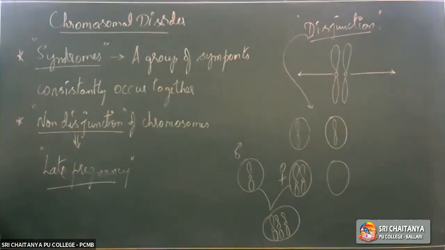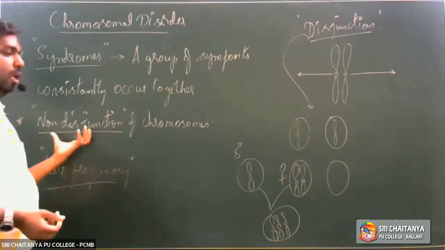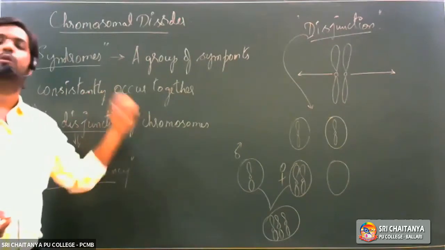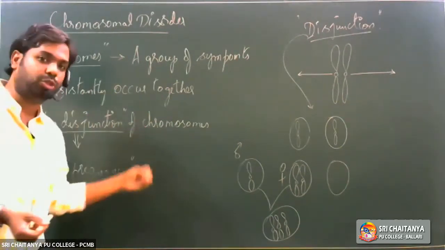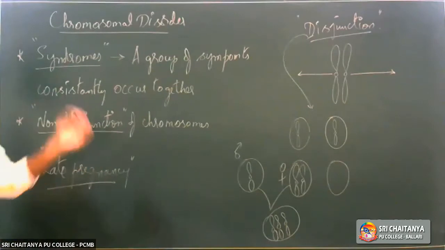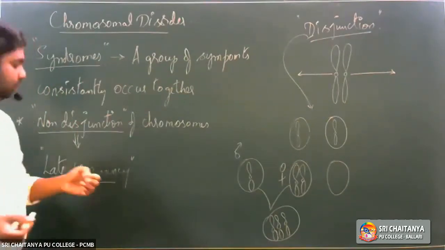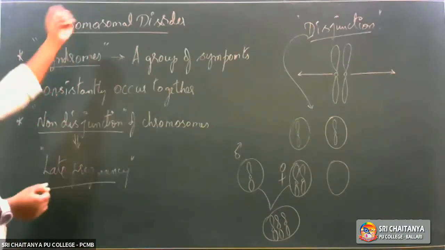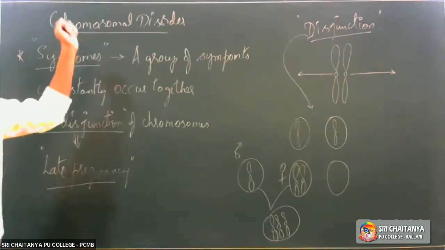Second one is most of the chromosomal disorders are because of non-disjunction of chromosomes. So what is this non-disjunction? Failure of chromosomes to segregate during the process of cell division. That is what we call non-disjunction. And what could be the reason for non-disjunction? It would be mostly the late pregnancies, right? So this is what we have as an introductory note about chromosomal disorders.